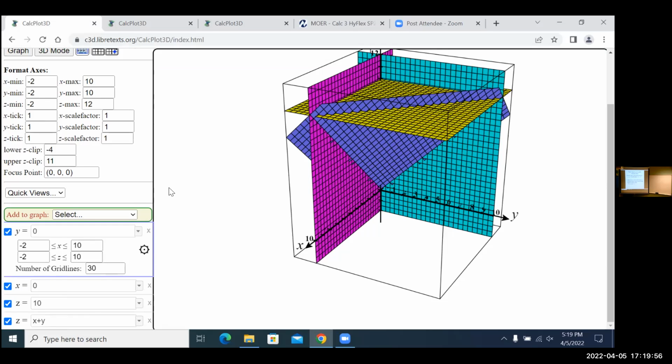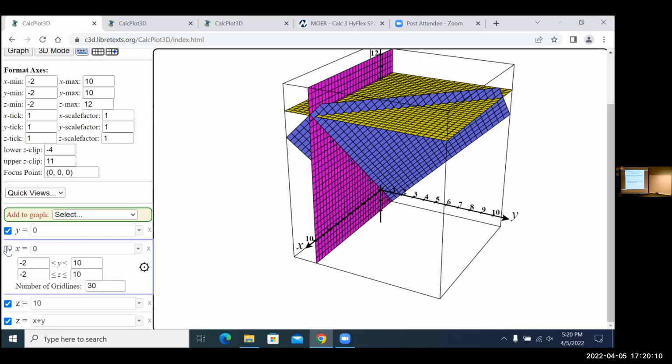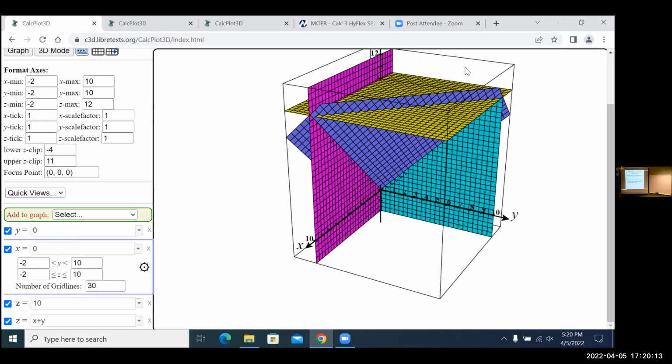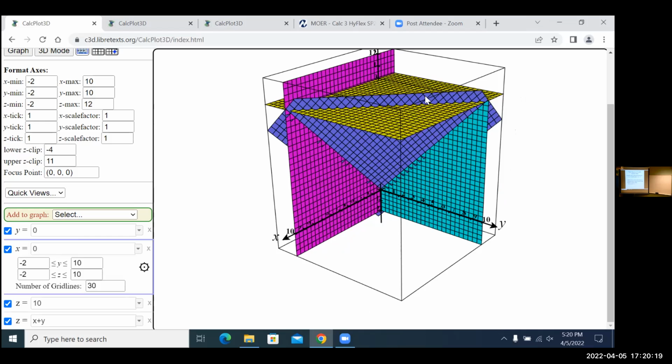Everybody see that okay? Now, when you go to do these, remember, if you're not sure which surface corresponds to which function, turn them on and off. Okay, so there's x equals 0. It's the blue one, right? So you can always find ways of checking them. So there's our 3D object, and we're going to find the volume of this thing with a definite integral.